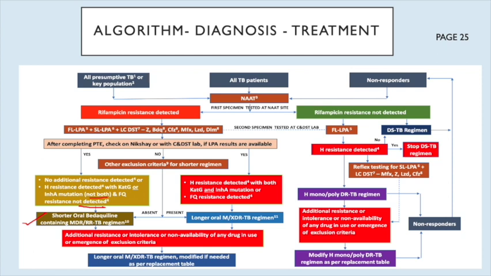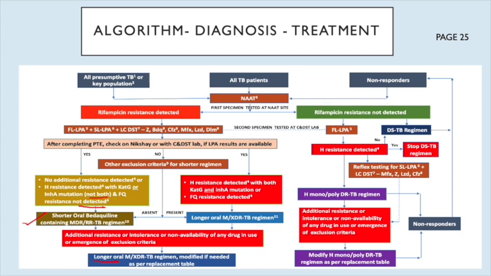And if we see that there is an additional resistance on starting treatment, which comes by the culture reports, or the patient is not tolerating the drugs, or any of these drugs are not available, then this patient has to take a longer oral regimen, and it will be further modified based on the results, for which a replacement table is provided. So this is one arm of the patient.